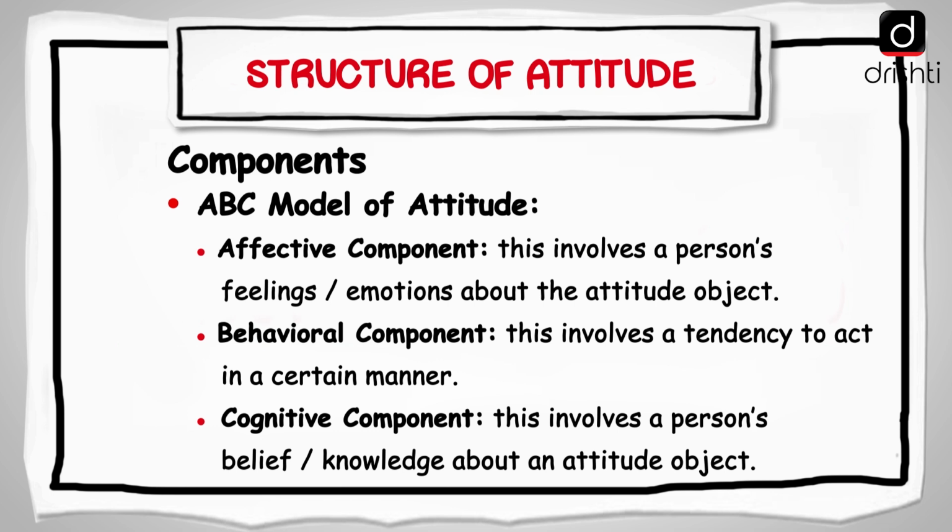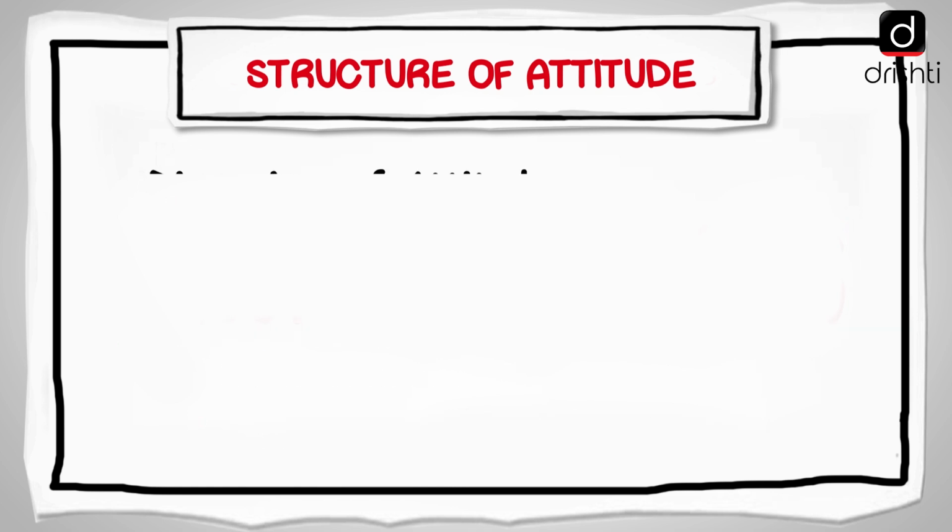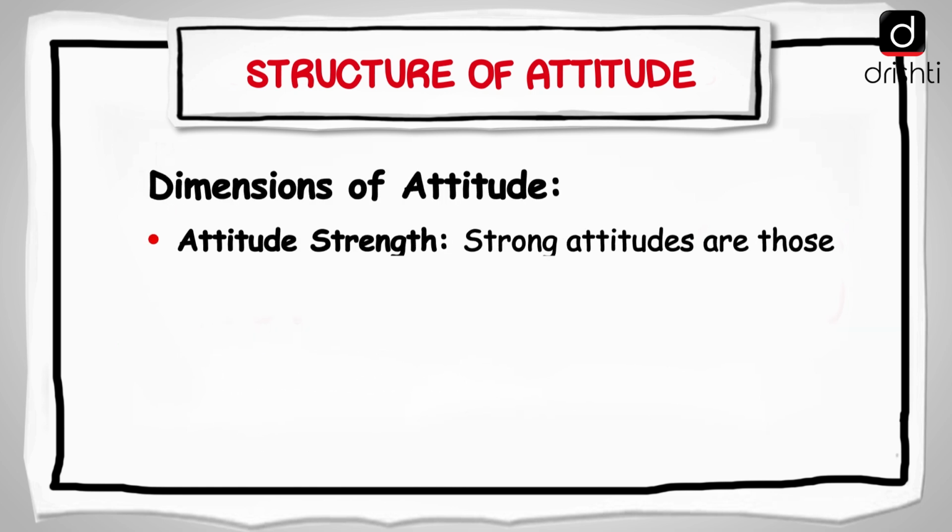Behavioral component. This involves a tendency to act in a certain manner. For example, I will avoid spiders and scream if I see one. And lastly, cognitive component. This involves a person's belief, knowledge about an attitude object. For example, I believe spiders are dangerous. Now, let us look at the dimensions of attitude.